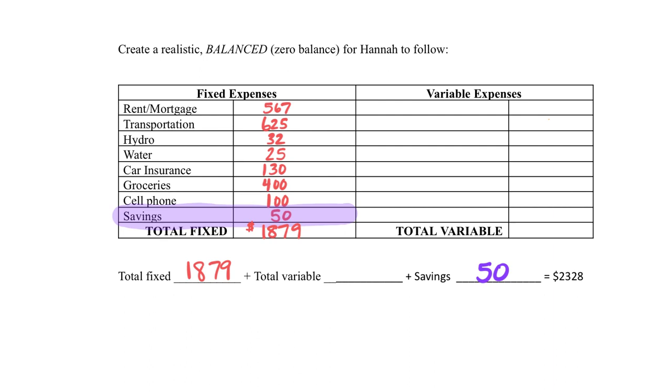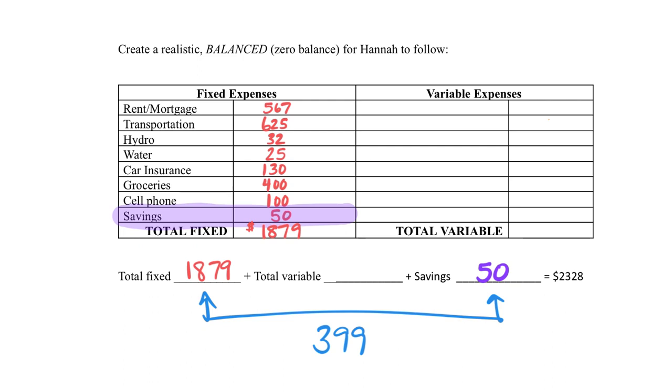Okay, what does that now mean for variable? Well, if I went to go backwards now, I can see that the total of that amount is $1,929 when I put together those two. And if I now find out the difference, then I'm going to notice that Hannah has $399 to spend on total variable.